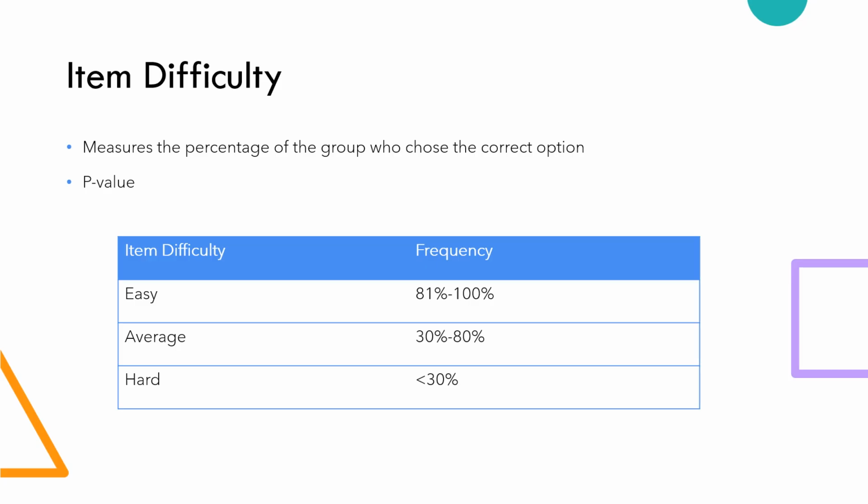Now, just because you have items that have 100% correct, it doesn't necessarily mean that it's a bad item, because there are sometimes concepts that we teach so hard in class that we expect that 100% of the students should get that question right, especially if we're trying to assess basic knowledge.